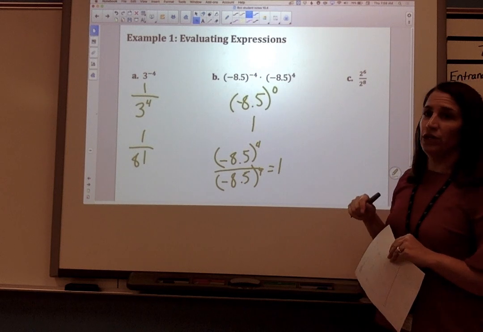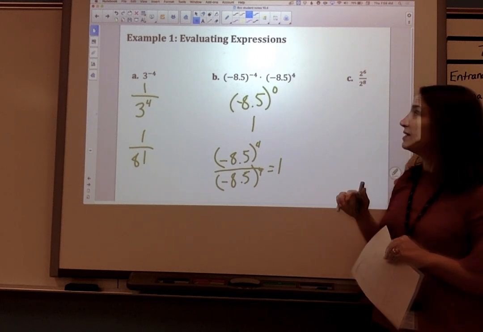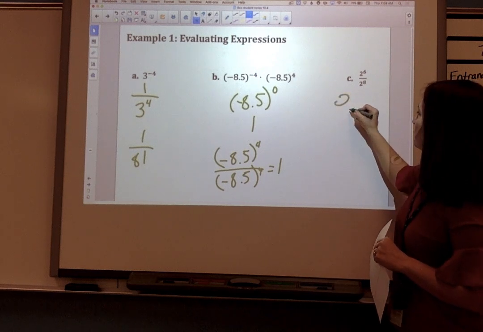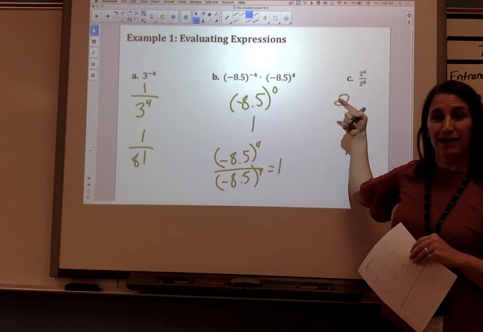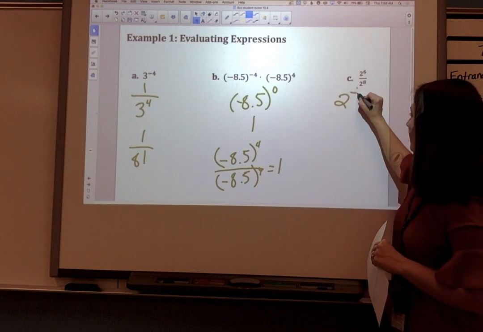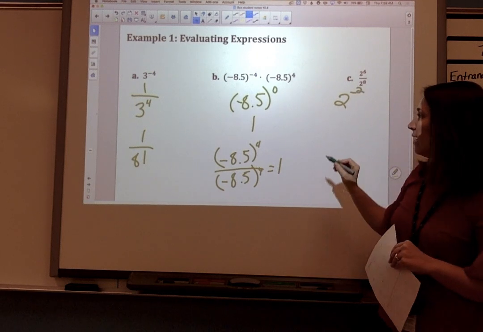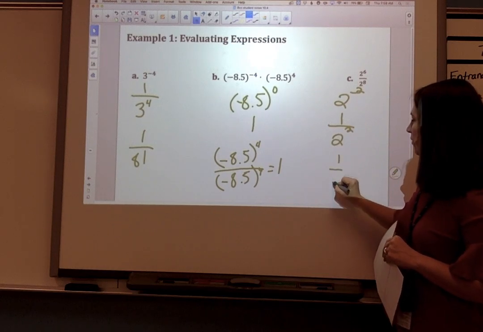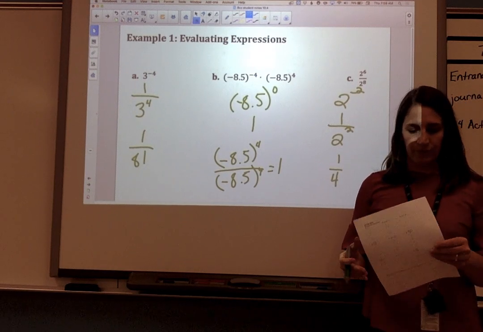Then C, we're going to use that quotient of power property to simplify. Both of these powers have the same base. So this is 2 to the 6 minus 8, so 2 to the negative 2nd power. That's the same thing as 1 over 2 to the 2nd power, or 1/4.